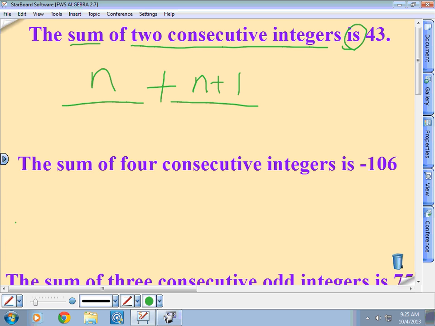And then when we have the word is, what is that going to be, Eric? Equals. And then you just have a number. That's all they're asking for there, is to write that in a variable expression. So n plus n plus 1 equals 43. And then we can simplify that just a little bit. What's n plus n? If I have an n here and an n here and I add them together, how many n's do I have? 2n. There you go. 2n plus 1 equals 43. So that's all that they're asking for there. Does that make sense to everybody?